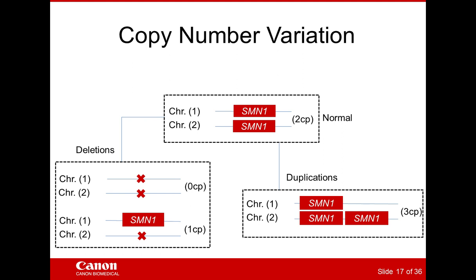A normal sample would have 2 copies of SMN1. The deletions we can pick up are either heterozygous deletions, so 1 copy of SMN1 still exists, or homozygous deletions, so 0 copies of SMN1 exist in the sample. On the flip side of that, we can pick up if there's a duplication of SMN1 in the sample, and the example here that we show is there are actually 3 copies of the SMN1 gene.